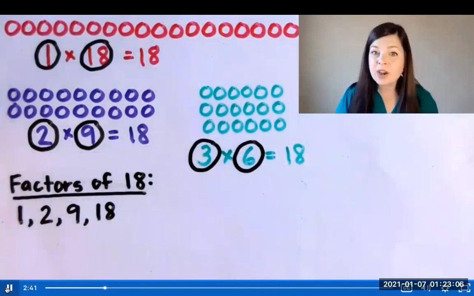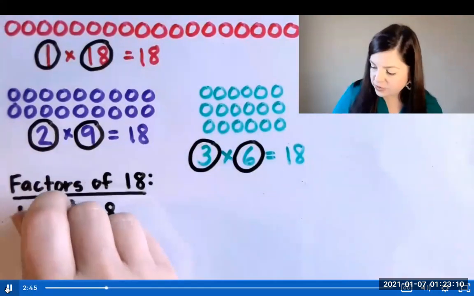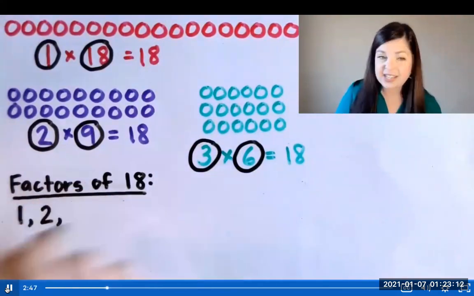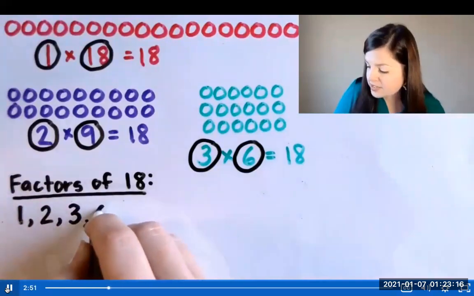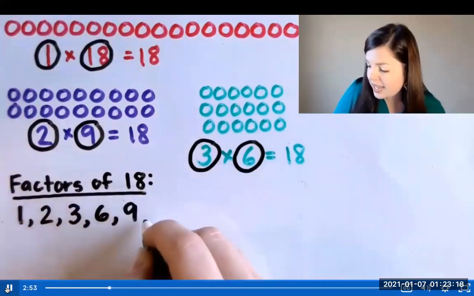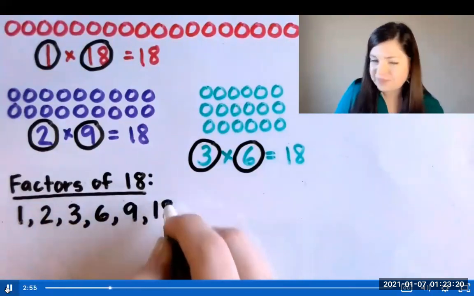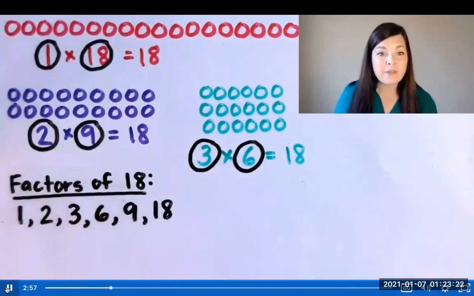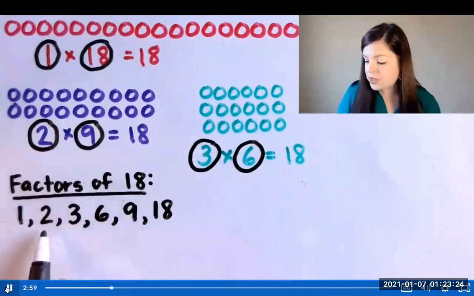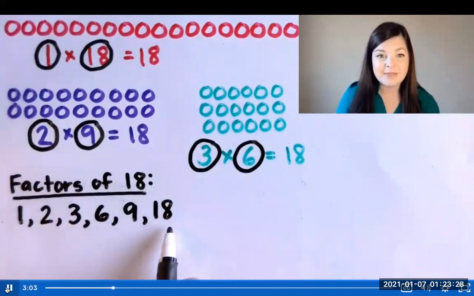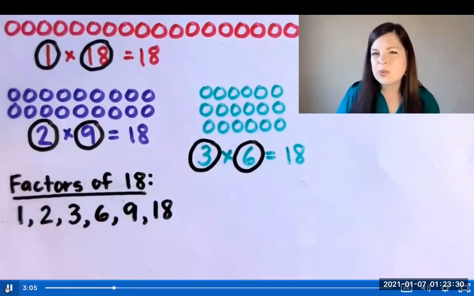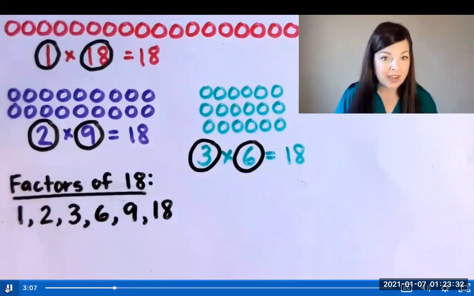Now we still want our factors to be in order from least to greatest. So we'll need to move 9 and 18. So we have 1, 2, we'll add 3, 6, and add 9 and 18. So now for our factors of 18, we have 1, 2, 3, 6, 9, and 18. But how can we be sure that we found all of the factors of 18? What if there are more factors of 18?